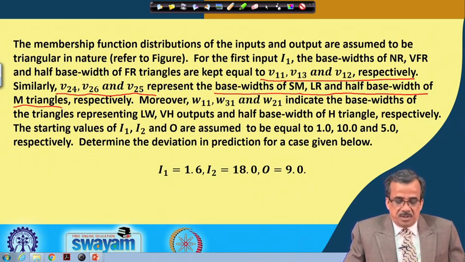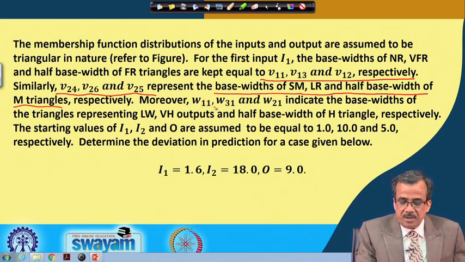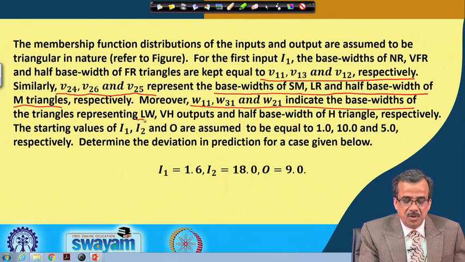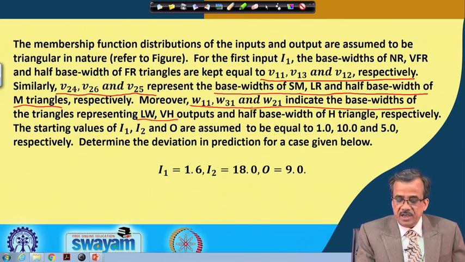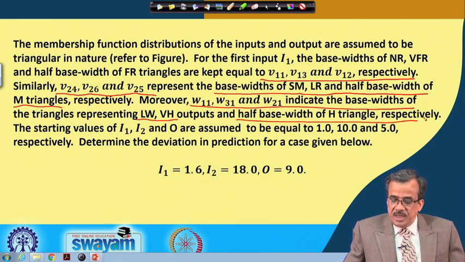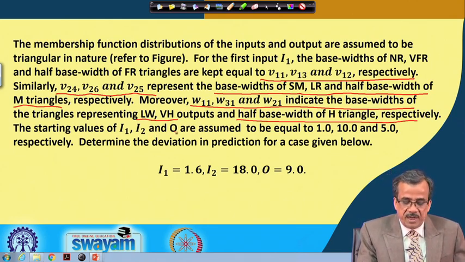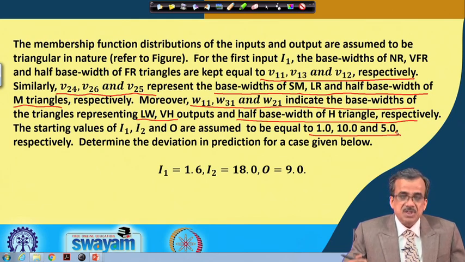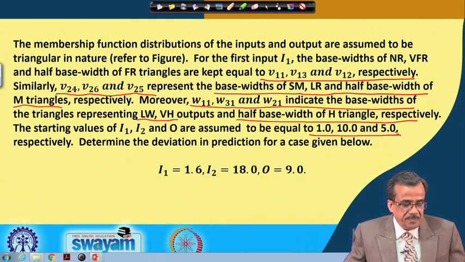Now, W11, W31 and W21 indicate the base width of triangles representing low and very high outputs, and half base width of the high triangle. Here, the starting values for I1, I2 and the output are assumed to be equal to 1.0, 10.0 and 5.0. I am just going to show you the figure.